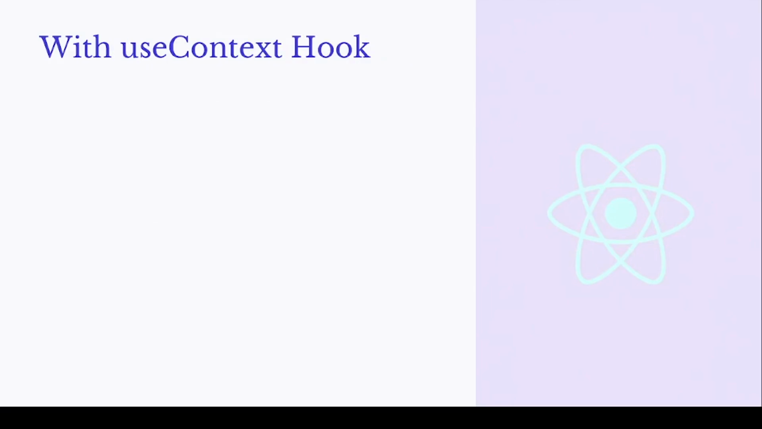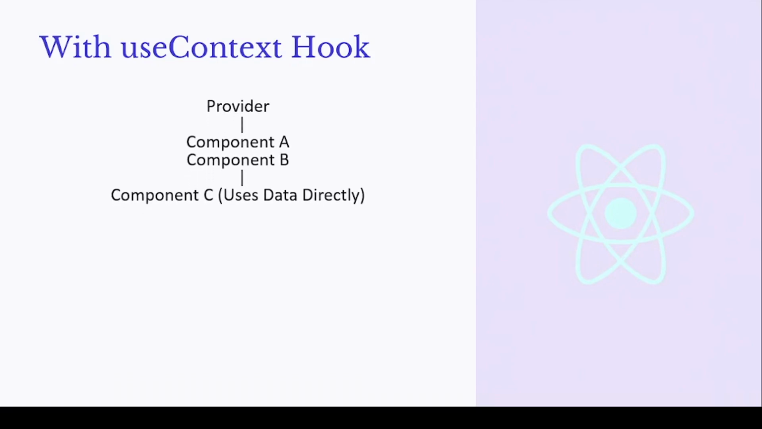Let's now see what happens if we use the useContext hook. We again have the same components, but this time component C can directly access the data from the provider, skipping intermediate components. This eliminates the need for prop drilling.